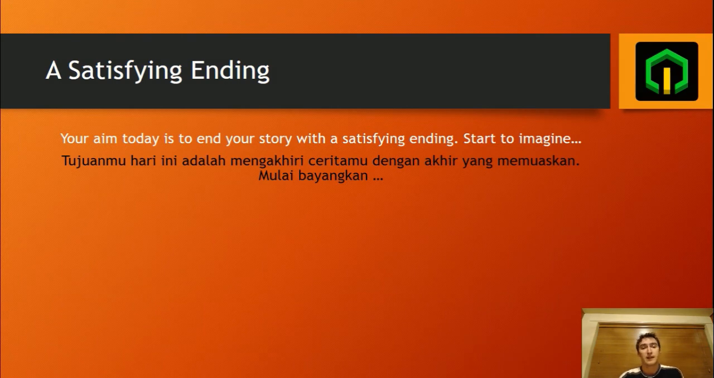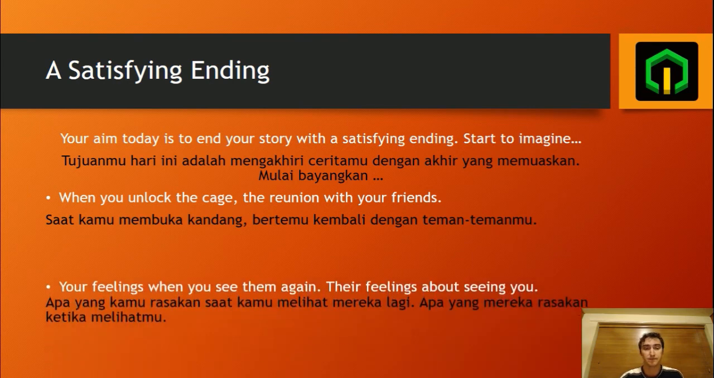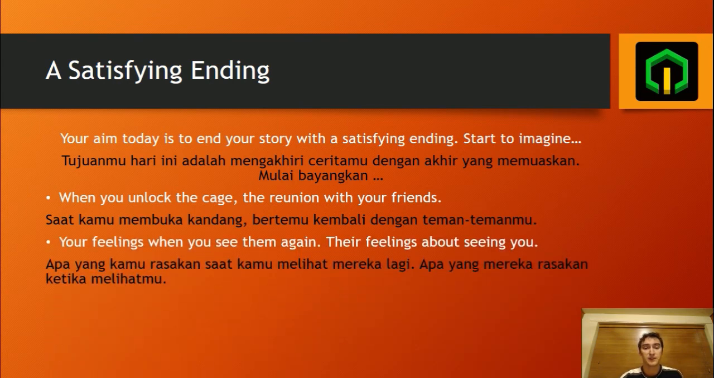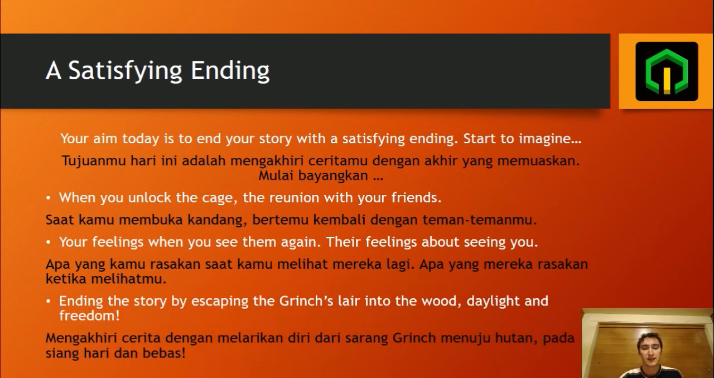Right, a satisfying ending. Your aim today is to end your story in a satisfying way. Start to imagine, when you unlock the cage, the reunion with your friends. Your feelings when you see them again. Their feelings about seeing you. Ending the story by escaping the Grinch's lair into the wood, daylight and freedom. So just think about that now.